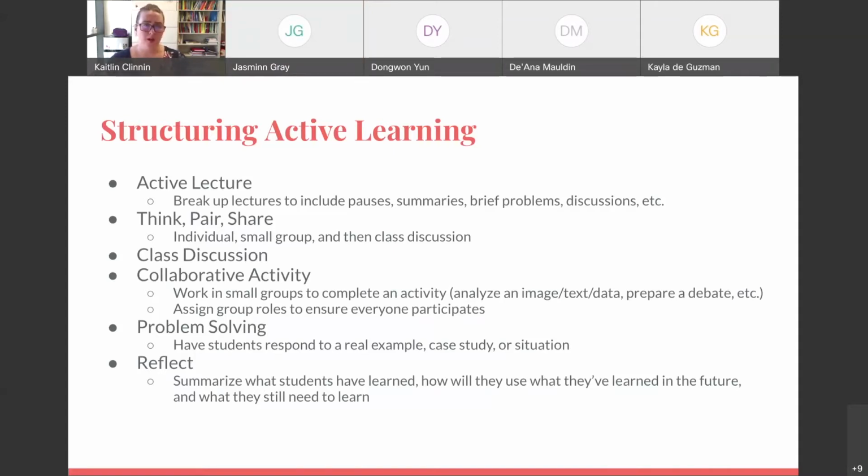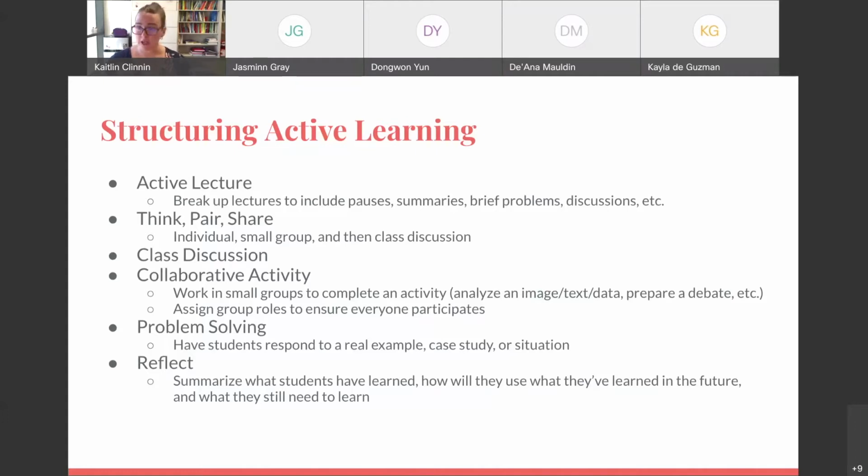So lecture, you can make it more active. I think often there's a concern that with active learning that means that instructors can't lecture. And students sometimes need lecture. They need some information presented to them. But we can make lectures more active by just breaking them up a bit, by including pauses so that students can reflect, by asking students to summarize what they've learned so far, to present brief problems that ask them to apply what the lecture has introduced so far, even small discussions.